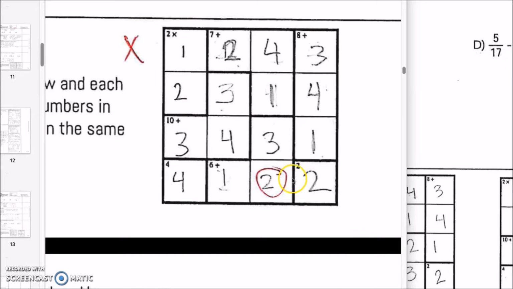I want to show you this one. They have a repeating number. That's why we circled that 2. That 2 shouldn't be there.